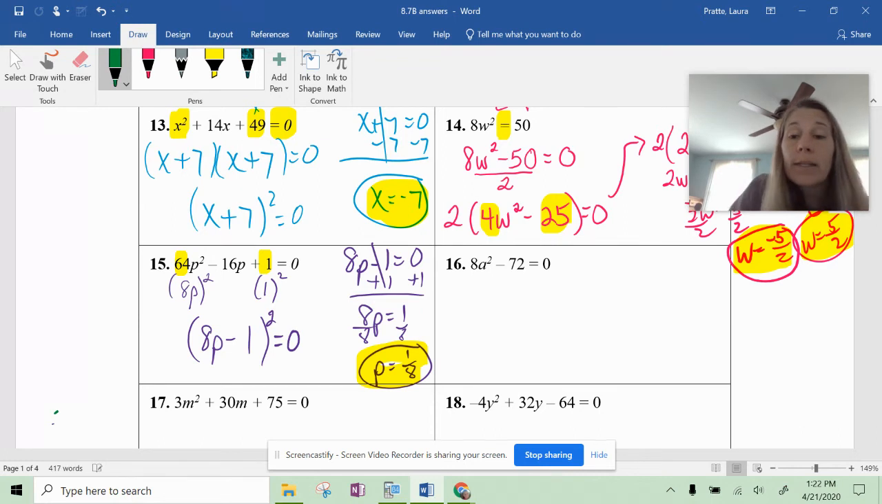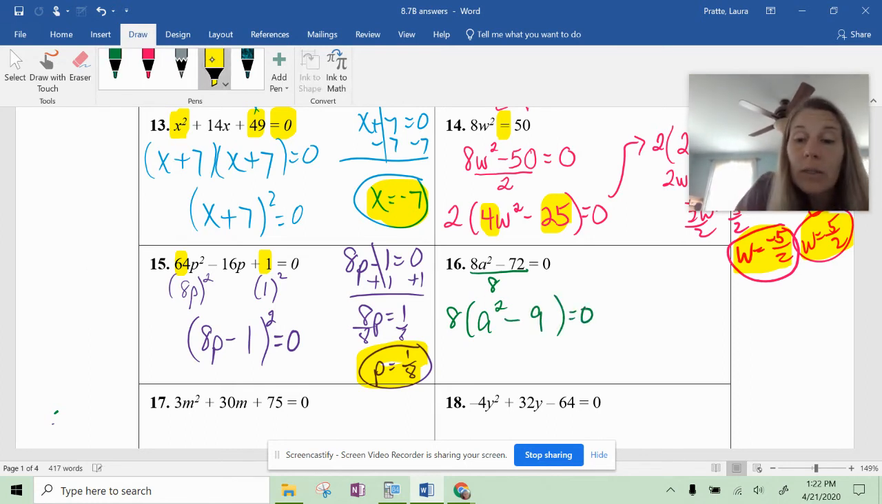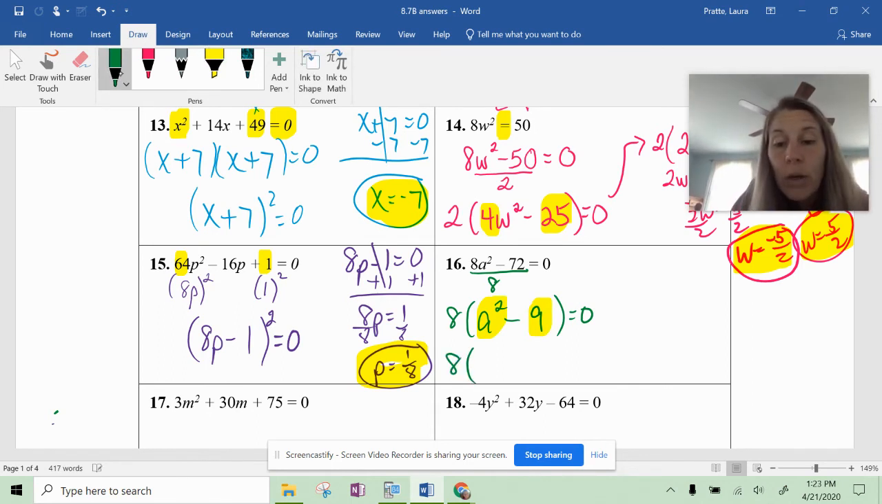Okay, so then going to 16, this one already has an equals 0, so that's good. Now we've got to do GCF. So if I'm looking at these two, I believe 8 is going to divide out evenly from both. So I would be left with a squared minus 9. Now that's great because both of these are perfect squares and they have a minus sign in the middle. So that means that I can break it up as a difference of two squares pattern.